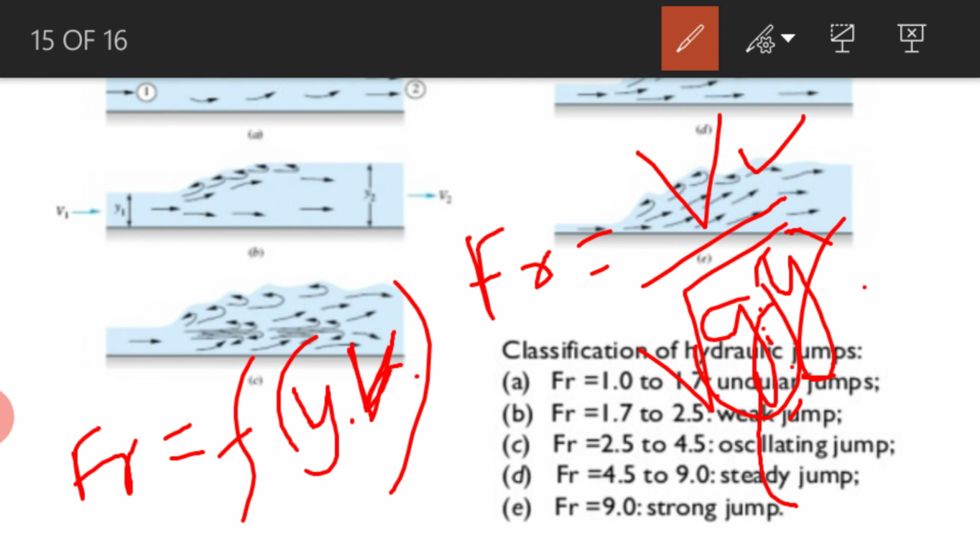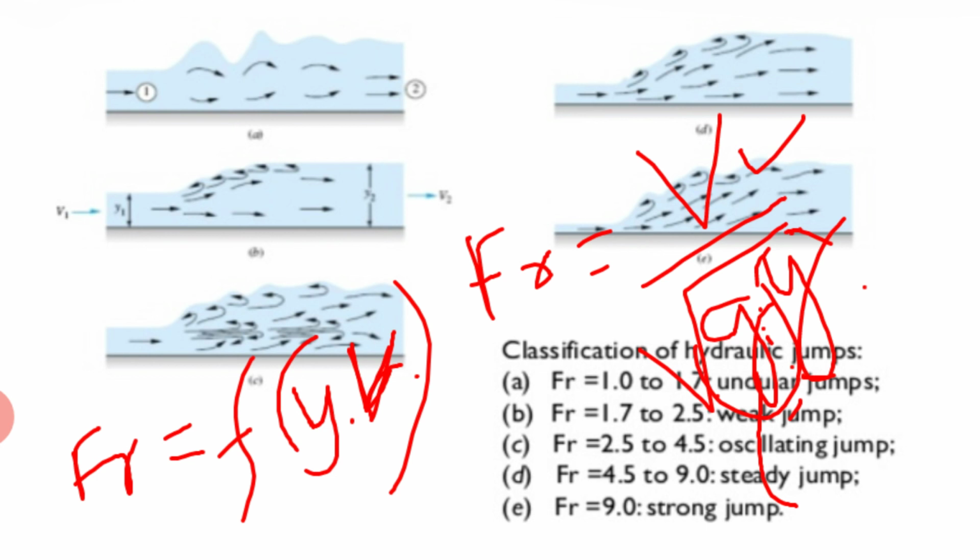These jumps are a must. We need to study the jump, and we have to calculate the equations for the jump: the depth before the jump and the depth after the jump, then the length of the jump, and how much energy is dissipating. We need to calculate all these things for any hydraulic structure. So I hope you understood these things. This is the introduction about non-uniform flow.